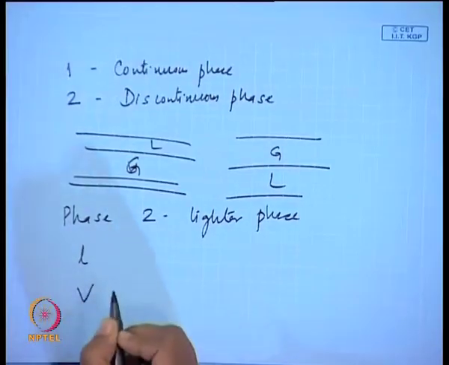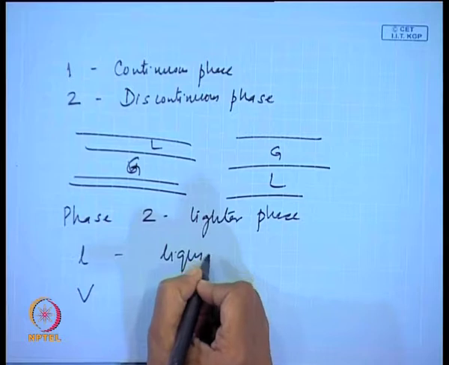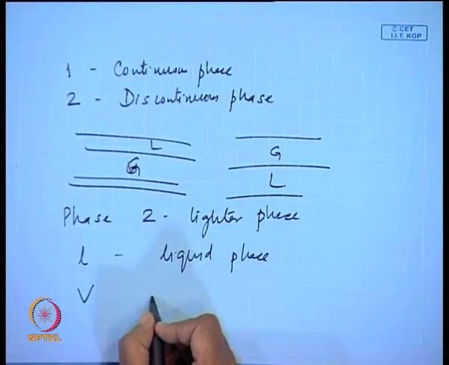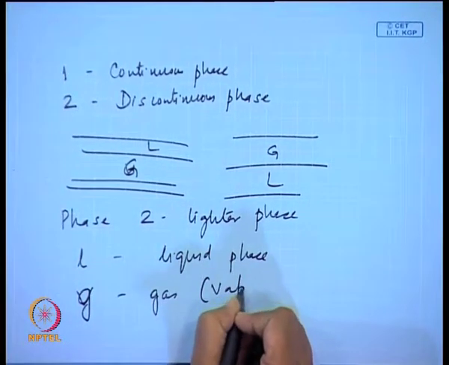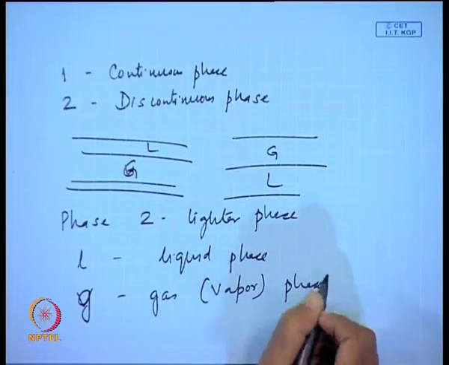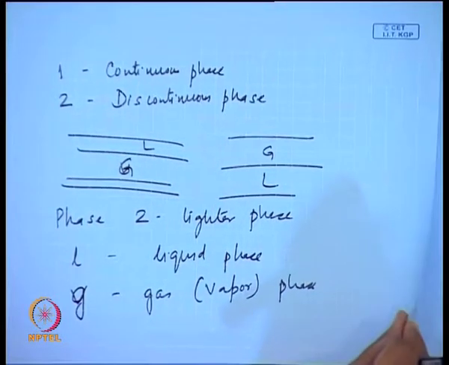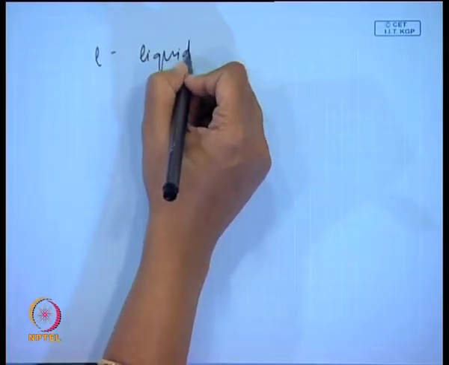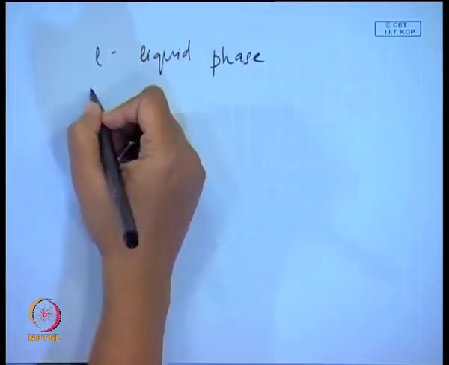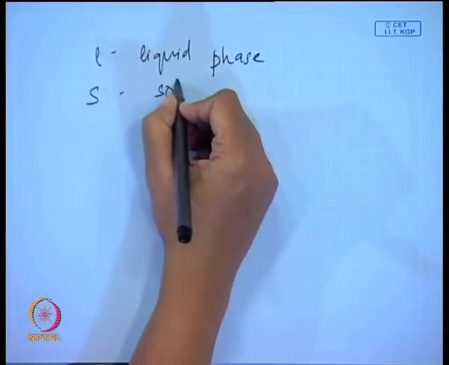Now, you will find in several books that the usual conventions are, instead of 1, 2, under certain circumstances we would also like to denote it as LV, where L refers to the liquid phase and V refers to the, or rather sorry, we would prefer G, where G refers to the gas phase or the vapor phase. And we also have things like LS, where L refers to the liquid phase and S refers to the solid phase.